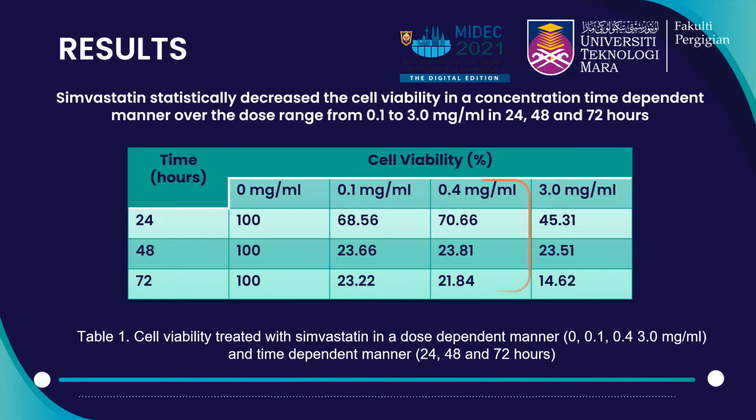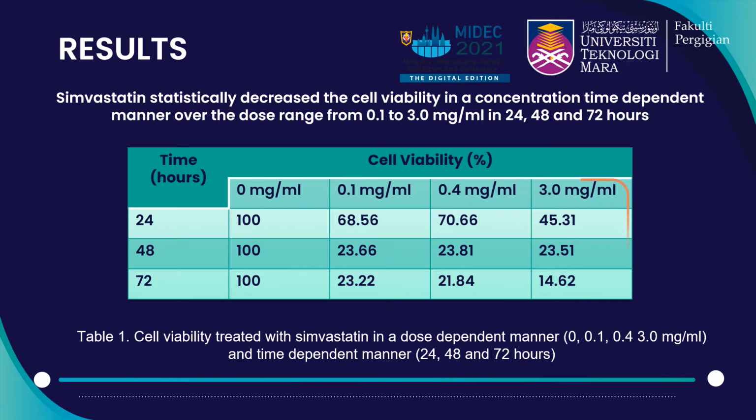In cells treated with 0.4 mg per ml, it also showed cell viability reduction from 100% to 70.66%, 23.81%, and 21.84% in 24, 48, and 72 hours respectively.